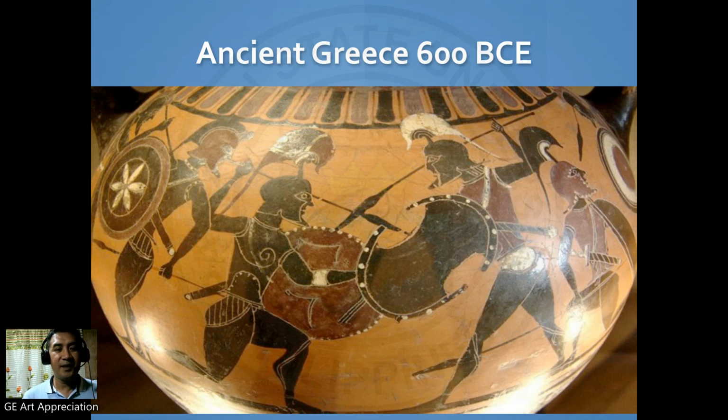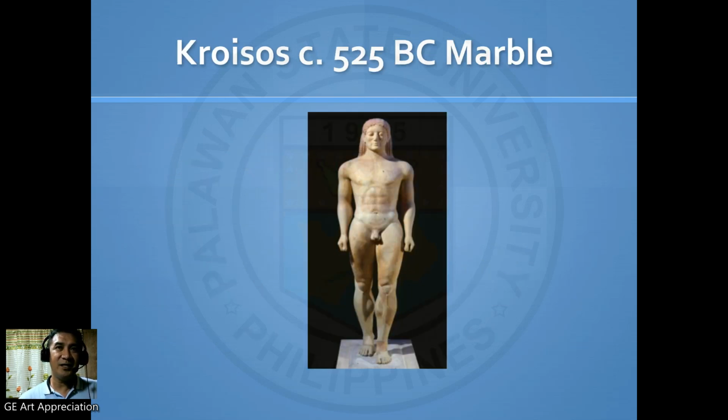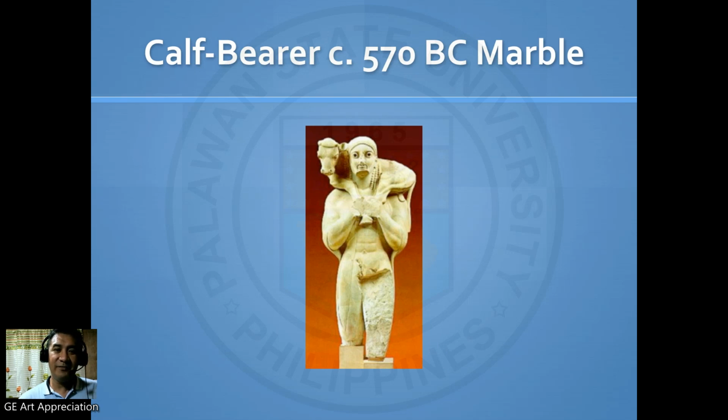Let's proceed. We have ancient Greece, during 600 BCE. The Greeks believed that man was an ideal form. So, for them, man is the measure of all things. Again, as I have said, they firmly believed that man was an ideal form, and their works reflect an interest in the naturalistic world. That's why most of their art emphasizes the ideal figure.